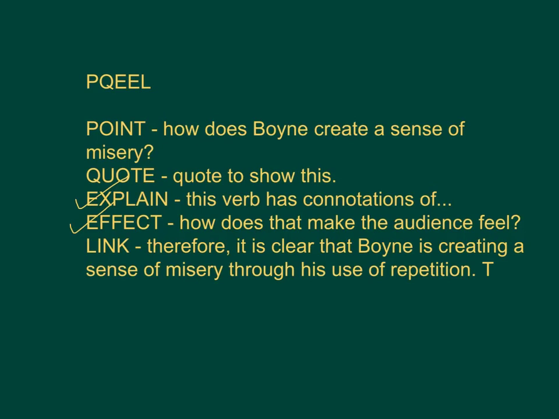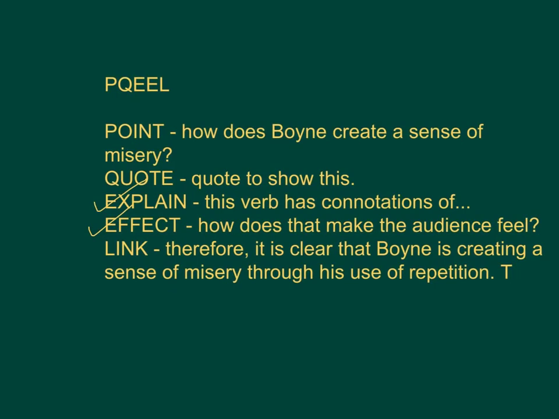So the last thing you need to do in this paragraph is talk about the link. When I say link, I mean how it relates to the main question. What you need to ensure is that in this paragraph, you've actually been answering what the examiner wants you to say. Your link is going to be exactly the same as your point. So you'll say something like, therefore, it is clear that Boyne is creating a sense of misery through his use of repetition. It's important to include this link because it shows that you're answering the question. So that is all you need to do to explain PQEEL.